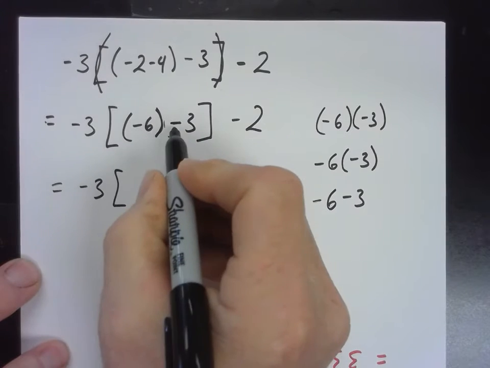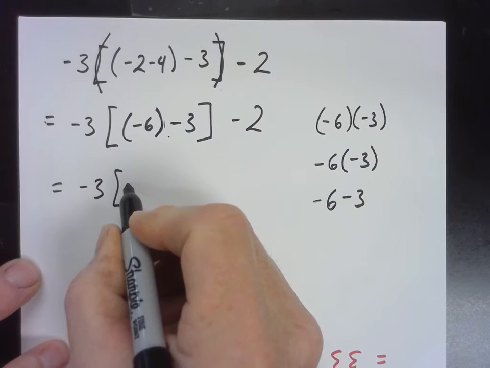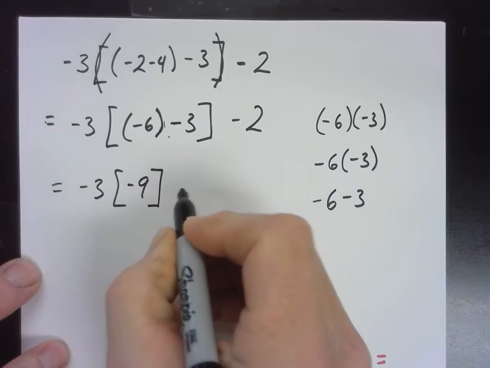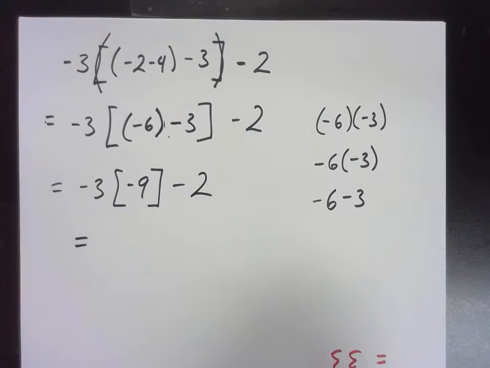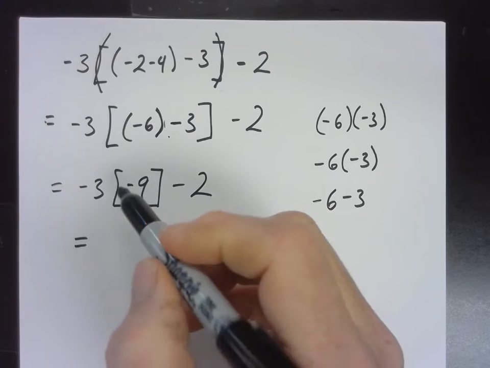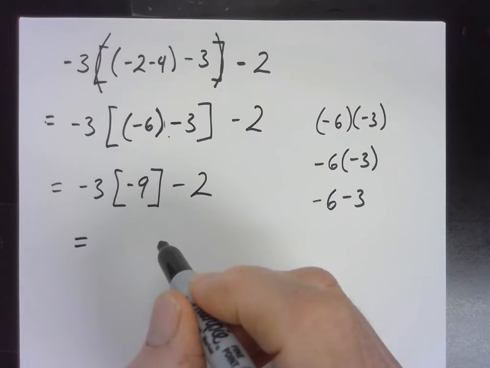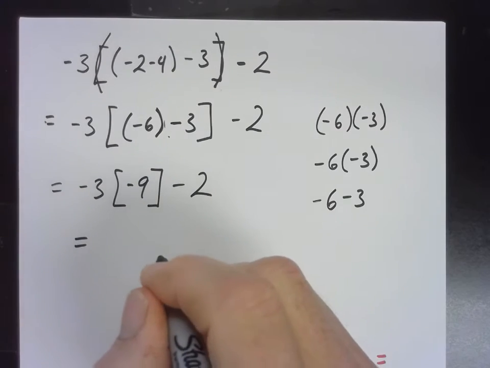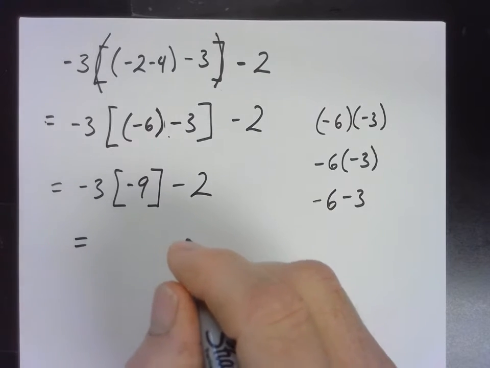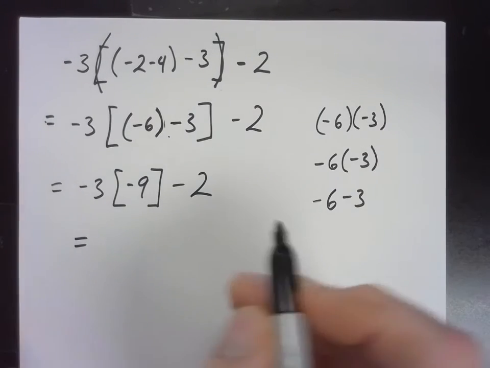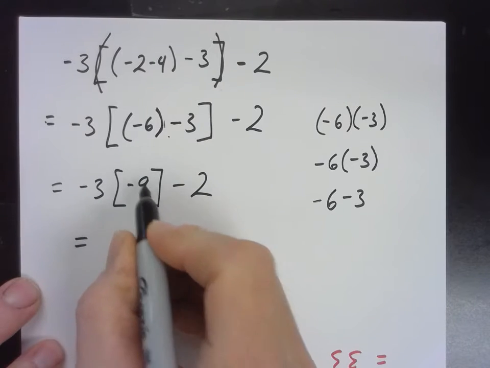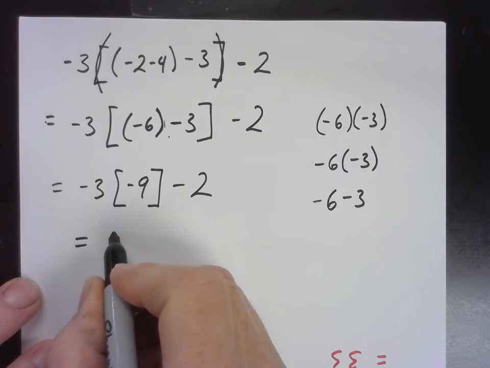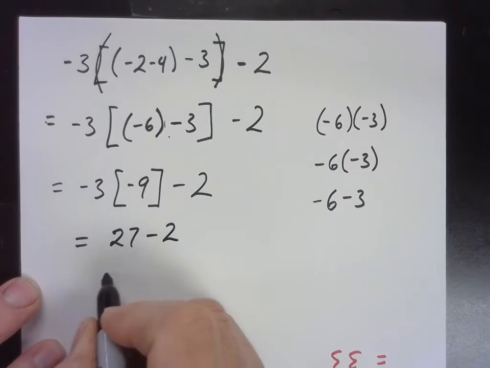So negative 6 subtract 3. Okay. And then we're going to do the multiplication. We're going to take care of any double signs, stuff like that. So this step is a big step. We're doing the multiplication. We're getting rid of all the parenthesis symbols. We're getting rid of all the double signs. So if it says subtract negative 4, we're going to take care of that. We're going to do that all on this step. So negative 3 times negative 9, what is that? Say it. Good. And then subtract 2, and then we end up with 25.